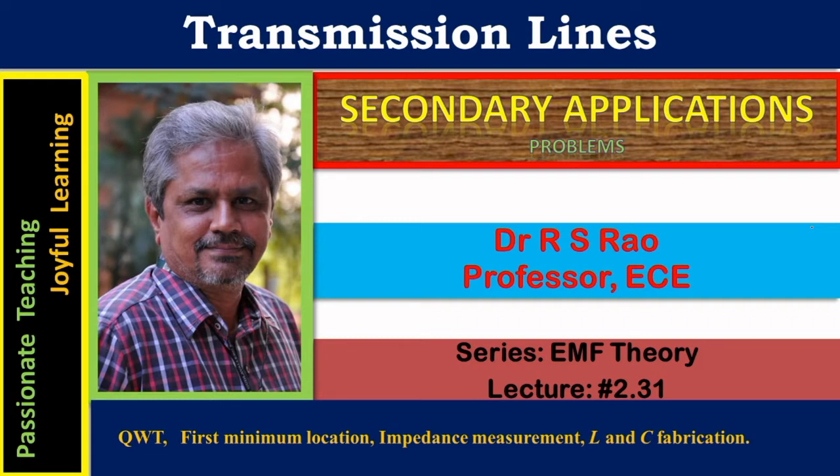Fabrication of quarter wave transformers, and fabrication of L and C circuit elements from pieces of transmission lines, are considered as secondary applications. Measurement of impedance is also considered a secondary application. Some more secondary applications also exist for lines. In the present session, the focus is on problems set around secondary applications of transmission lines.